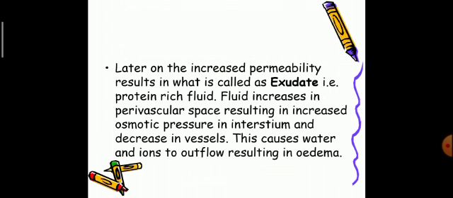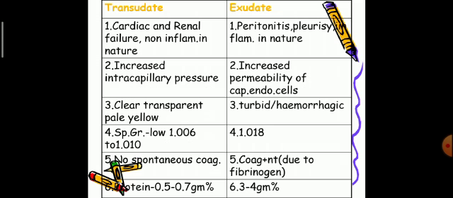With increased vascular permeability, vasodilatation and increased intravascular hydrostatic pressure, fluid moves out of the capillaries resulting in an infiltrate called transudate. So there can be transudate or there can be exudate. Now we will see the difference between them. Later the increased permeability results in exudate, that is protein rich fluid. Fluid increases in the perivascular space, resulting in increased osmotic pressure in the interstitium and a decrease in the vessels. This causes water and ions to outflow, resulting in edema.